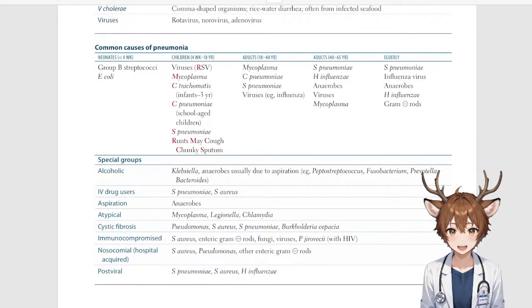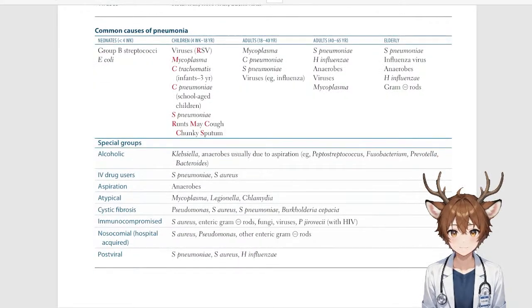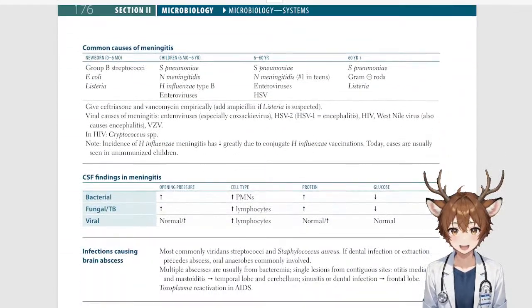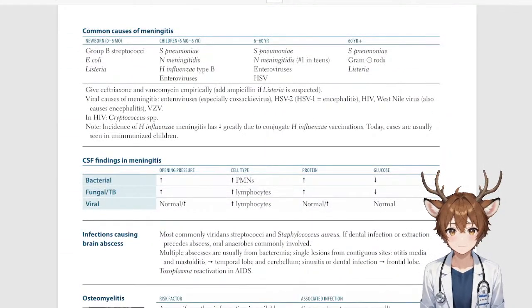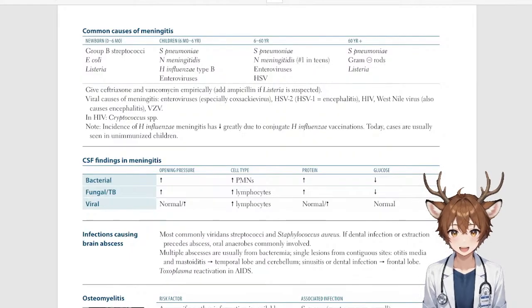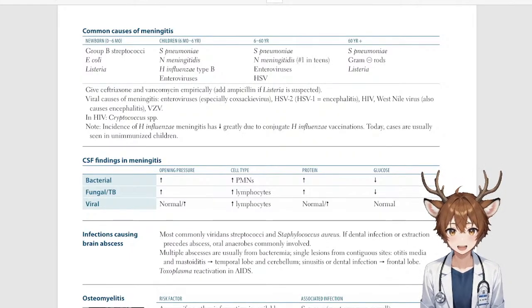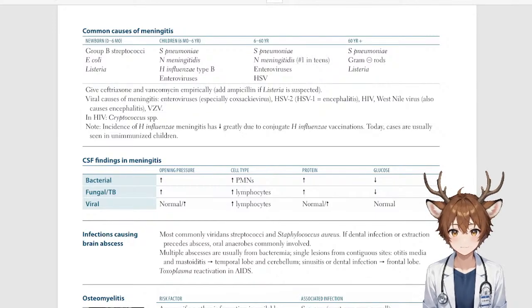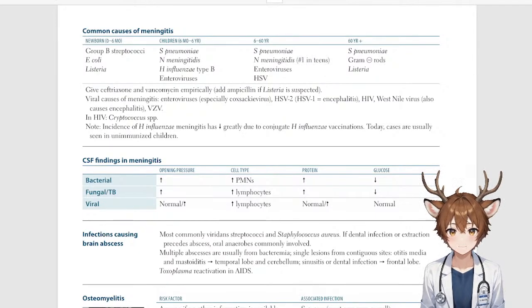What about common causes of meningitis? Newborns versus children. Okay, let's talk about newborns, 0 to 6 months. What are we thinking? Group B strep, again Strep agalactiae, E. coli, and Listeria. Listeria monocytogenes, for reference.